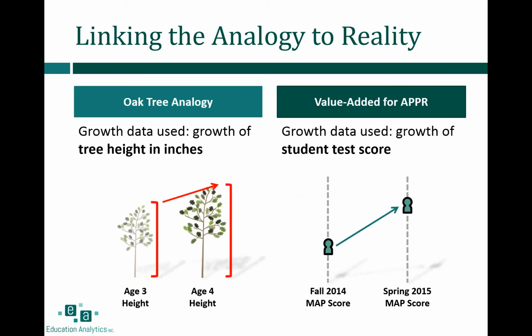The growth data that was used for the oak tree analogy was the growth of height of trees in inches from age 3 to age 4. In value added for APPR, the growth data we use is the growth of student test scores from fall to spring.